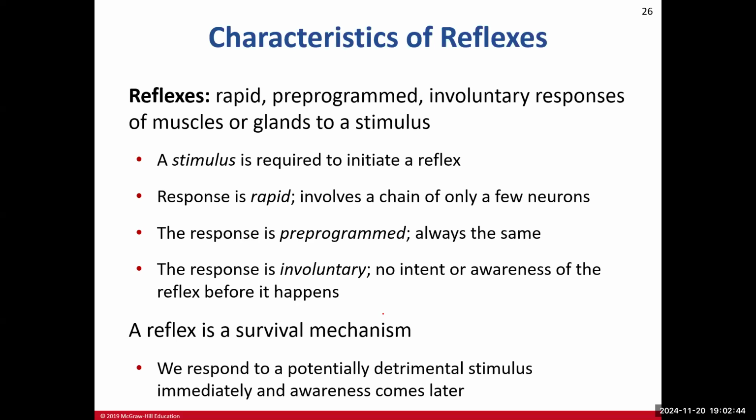So reflexes are, one, rapid. They're pre-programmed, so it means it's going to happen the same way every time, right? Involuntary responses, thank God, because it would really suck if you touched something hot and then you actually had to think about pulling your hand away. It's nice that it's involuntary and you automatically pull your hand away. So we talk about rapid, pre-programmed, involuntary responses of our effectors, which are muscles or glands, but here's the important thing, to a stimulus. You need a stimulus in order to have a reflex, and I've asked questions on this before too. Does that make sense? If there's no stimulus, the receptor isn't going to be triggered, and so you're not going to evoke any type of reflex there.